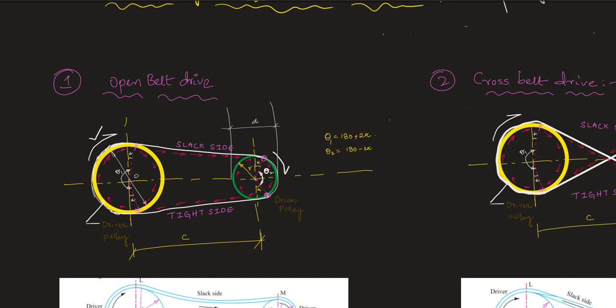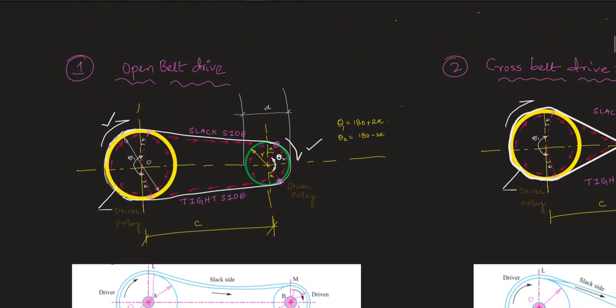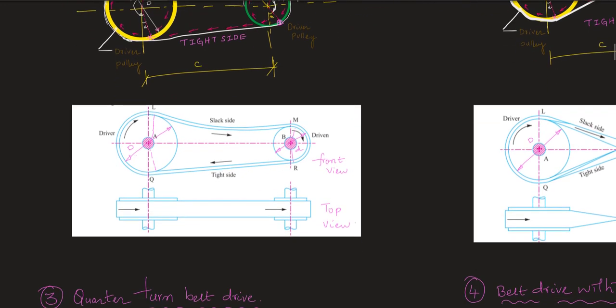Here you can see that the driver pulley and the driven pulley are both rotating in the same direction, that is counterclockwise, sorry, in the clockwise direction. Both the driver and the driven pulleys are rotating in a clockwise direction. And this is a schematic diagram. If you see this figure, you can easily understand how the arrangement could be.